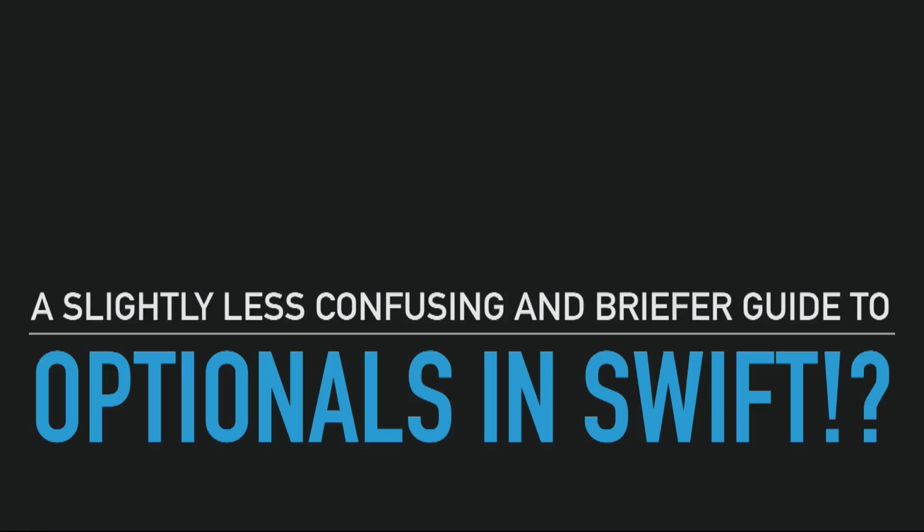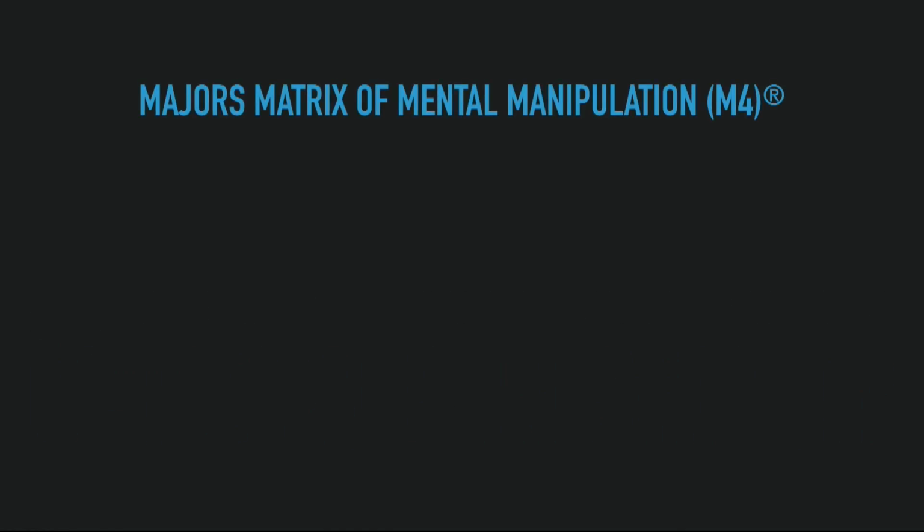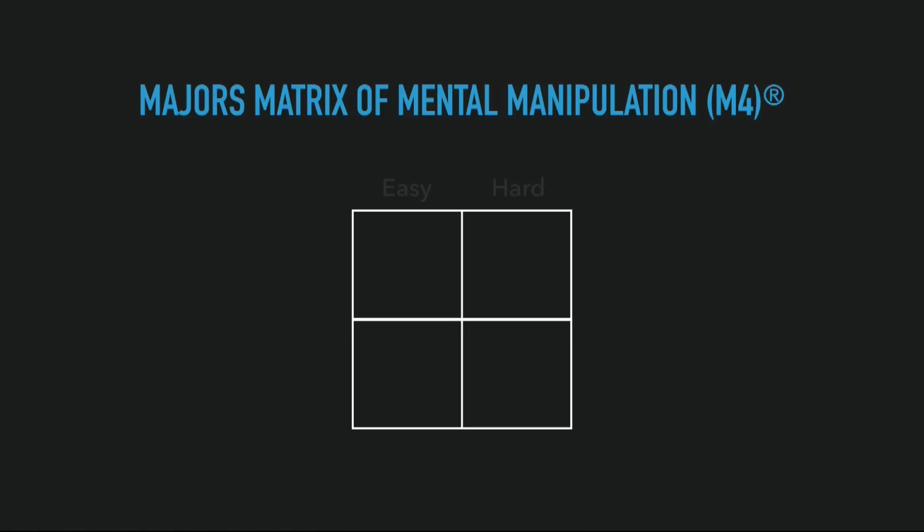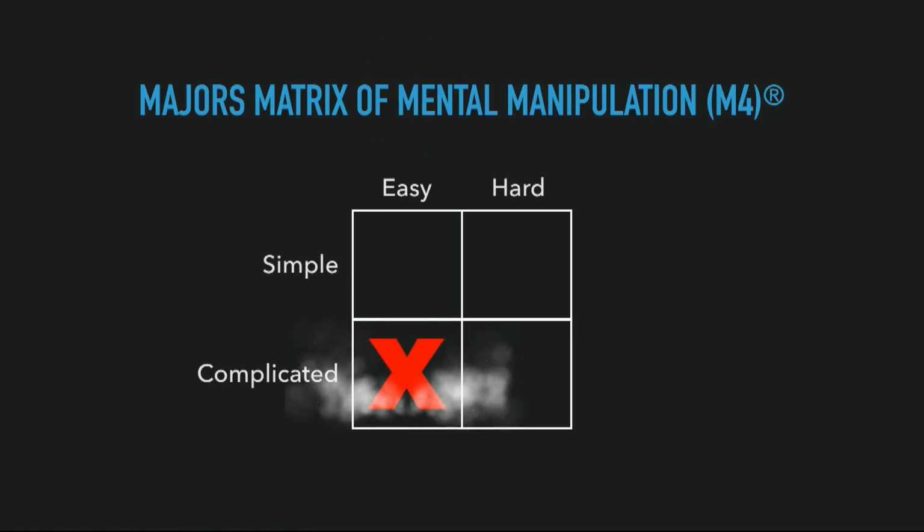And what I found as I was learning, I couldn't find a really good explanation. I'm not the most clever person in the world, so I kind of like things broken down. So this is sort of the result of me trying to learn something well enough to be able to teach it to others. Because I don't really feel if I can't teach it, I don't really understand it. So here we go. According to the Majors Matrix of Mental Manipulation, the M4, things are either easy or hard, or they are simple and complicated. And of course, optionals, they're not really hard, but they are slightly complicated, so just keep this in mind.